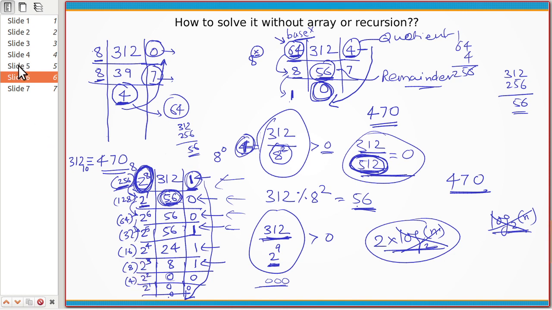So in the previous case, in this technique, we stopped when we were repeatedly dividing by 8. We were stopping when we got a number which is smaller than the base. But in this technique, we don't stop when we get a number smaller than base, but we continue until our base power becomes 0. Okay, and that's what we want. I think you understood this.